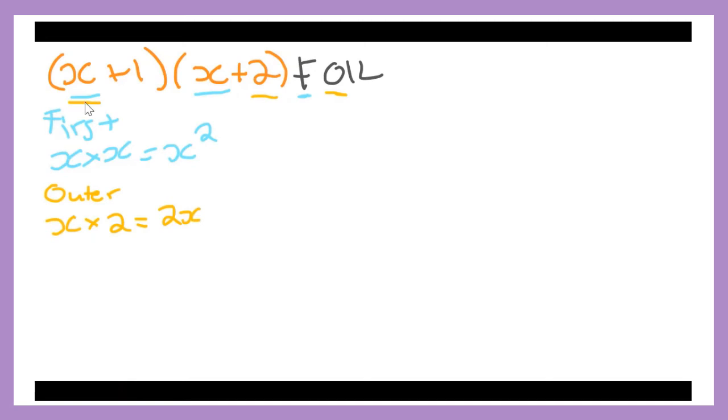So my next letter is I. That means the two inner terms. That's this term and this term, because these are on the insides. So these are the outsides, these two are the insides. So I'm going to write inner here. I'm going to multiply those two terms together.